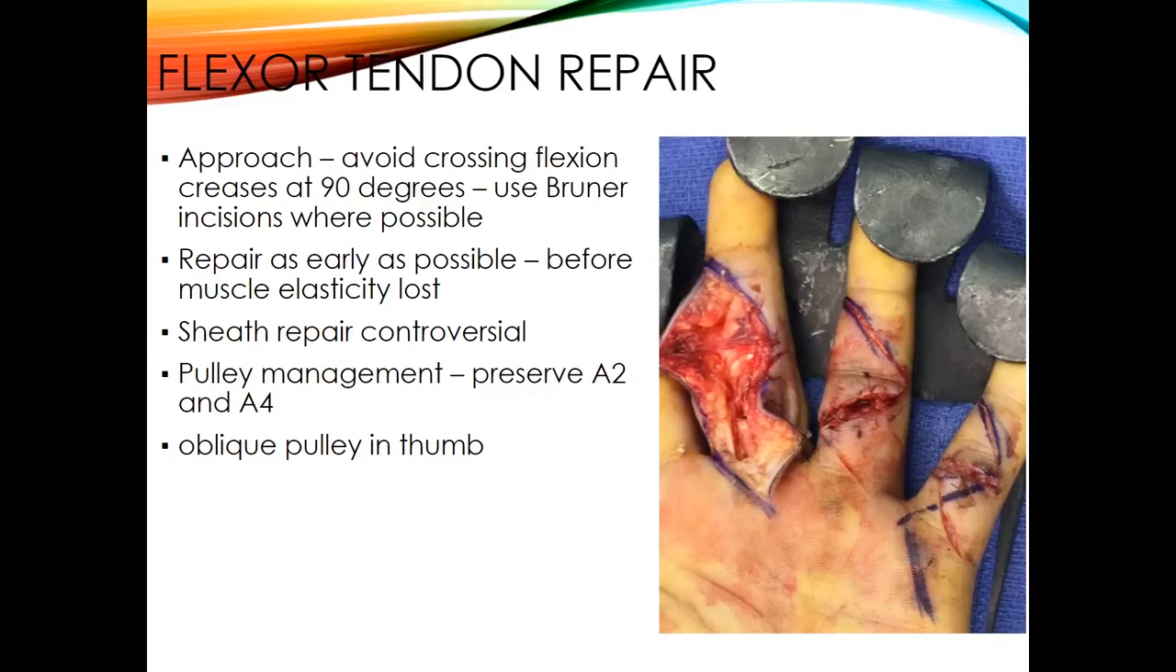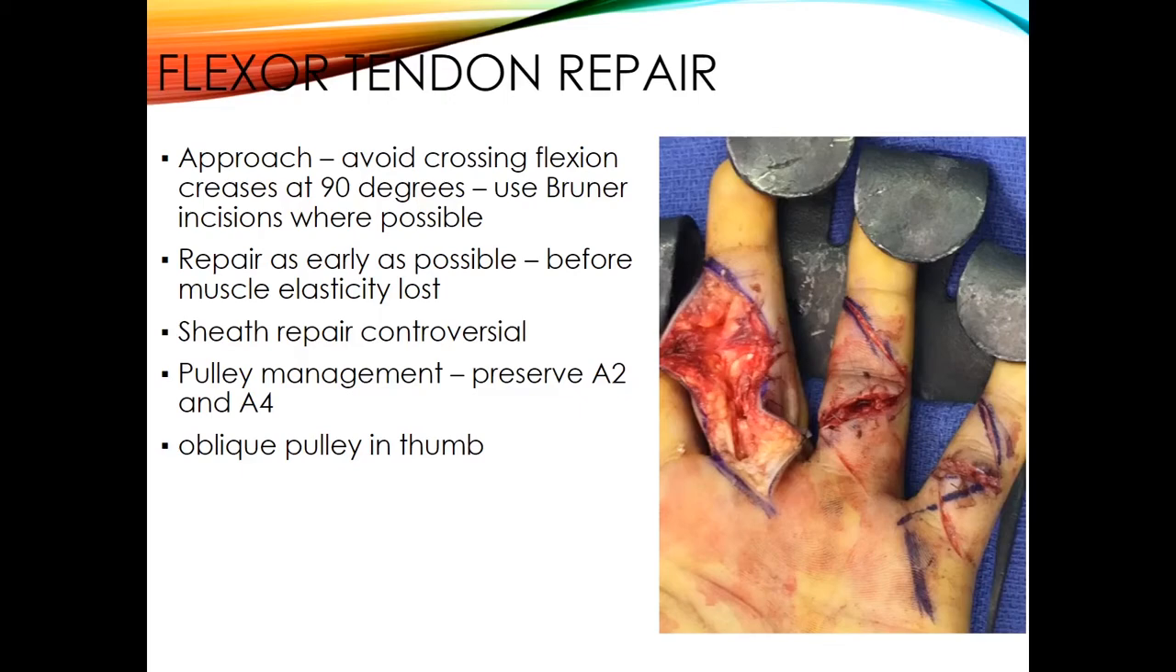The approach for flexor tendon repair is done with this Brunner incision, and the rationale for the Brunner incision is to avoid crossing flexion creases at a 90-degree angle, or perpendicular to those flexion creases, because those scars will contract and you'll end up with flexion contractures. So we do Brunner incisions, which bypass the flexion creases here so that the scarring is off axis to the line of pull of the scar that will eventually develop. You want to do these as soon as possible, generally within 7 to 10 days.